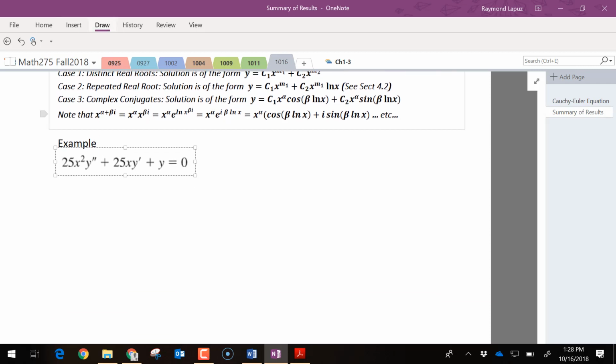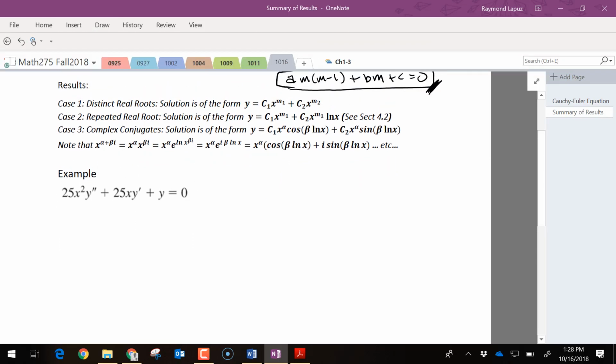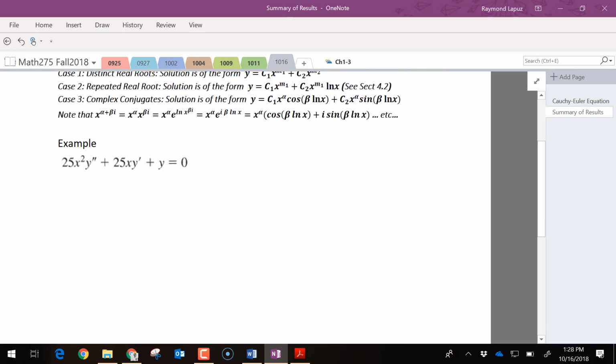All right, so let's do this example. I'm not going to memorize the formula just yet. I'm just going to go through the process of letting y equal x to the m, and then take a couple of derivatives and then plug it in. So let's say y equals x to the m, y prime is equal to m x to the m minus 1, and y double prime is equal to m times m minus 1 x to the m minus 2.